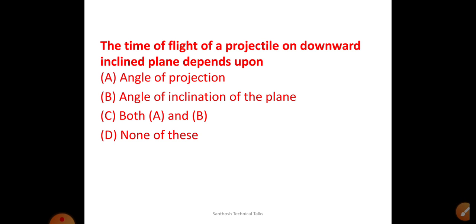Next very superb question, time of flight of a projectile on a downward inclined plane depends upon the angle of projection as well as the angle of inclination of the plane. Both A and B are correct.